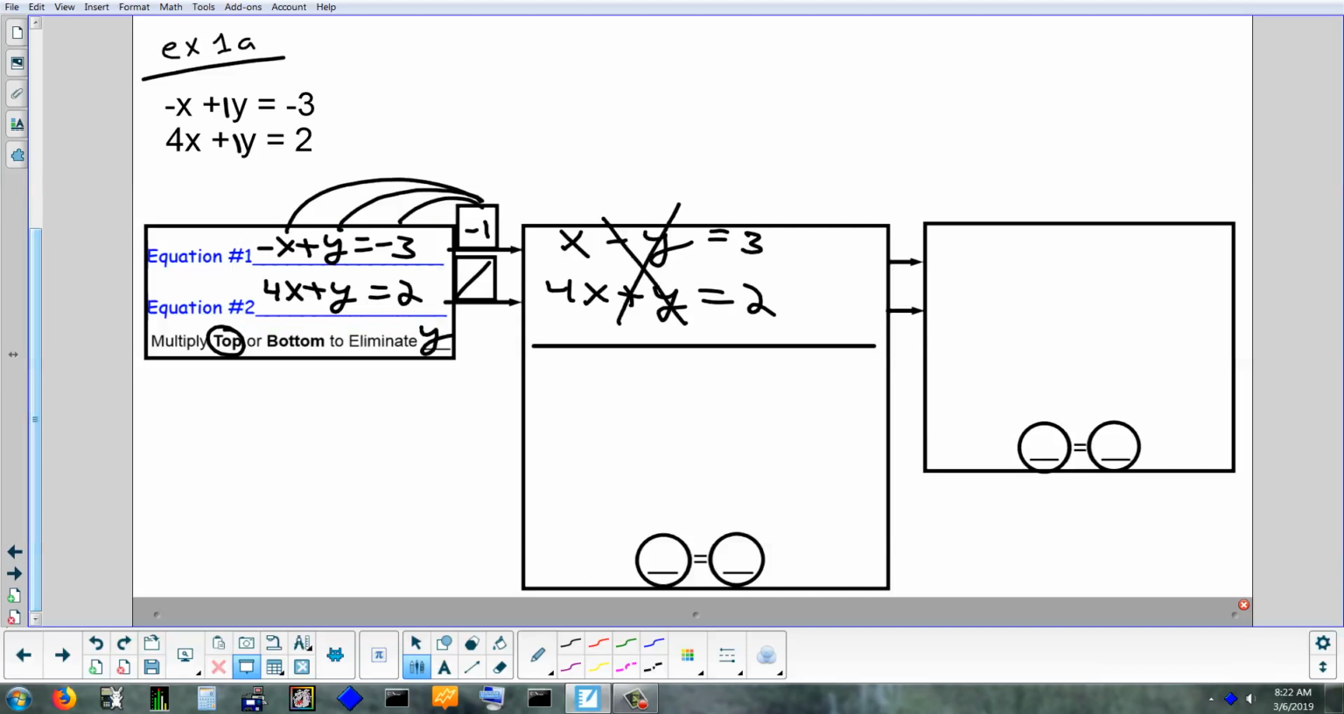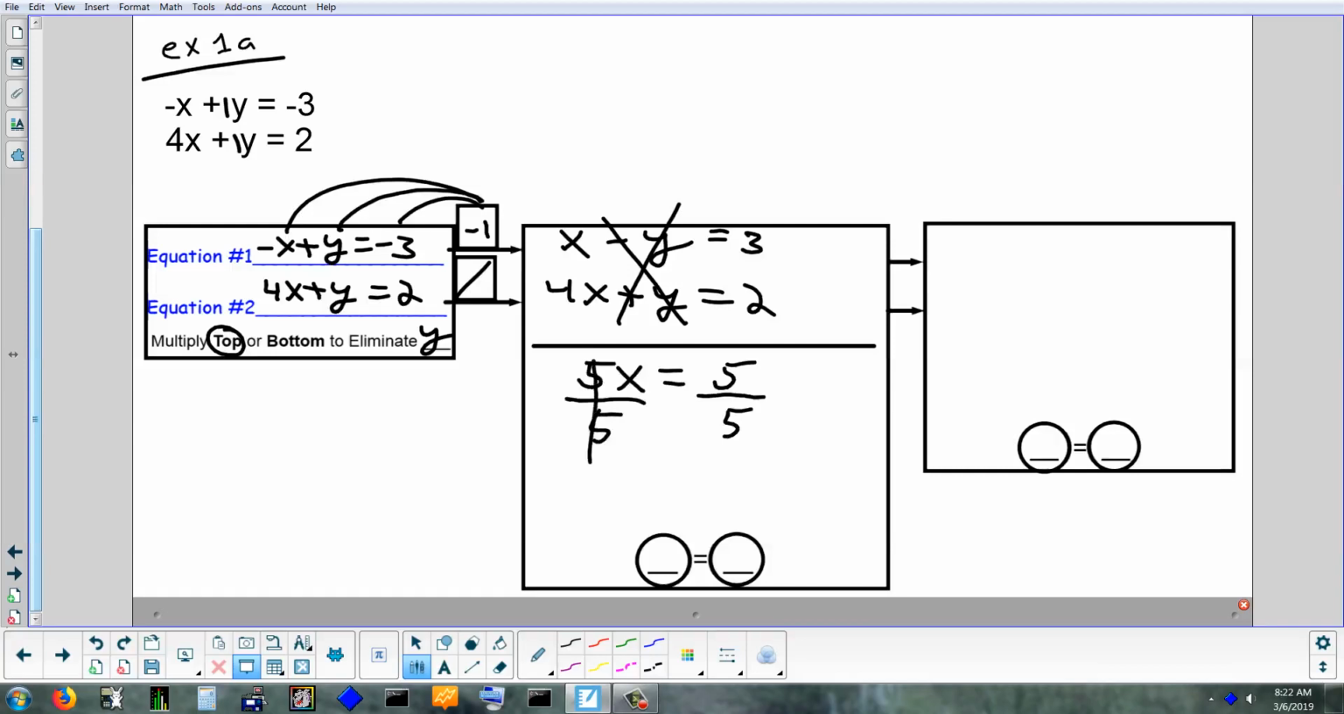Now we got to add what's left. Melanie, if I add x and 4x, what do I get? 5x. Yep, you get 5x. And how about, Laurel, if I add 3 and 2? 5. Get 5. And David, my last step here to get x by itself. Divide by 5. Perfect. Divide by 5.